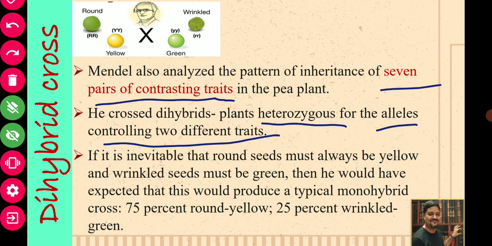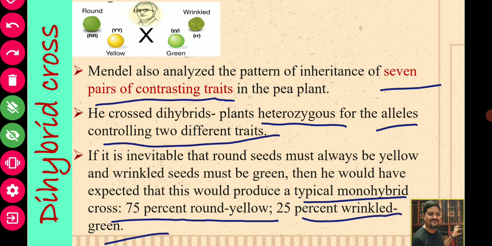Mendel thought that if round seed must always be yellow and wrinkled seed must be green, then this would produce a typical monohybrid cross ratio, 75% yellow round and 25% wrinkled green. So initially he proceeded with the dihybrid experiment considering it similar to the monohybrid, expecting 75% round yellow plants and 25% wrinkled green, as he obtained in the case of the monohybrid cross.